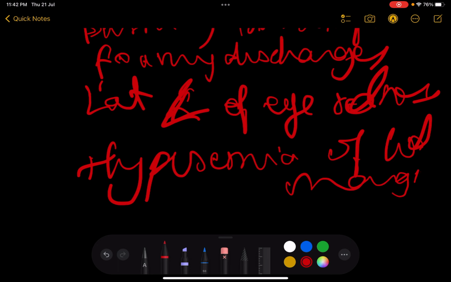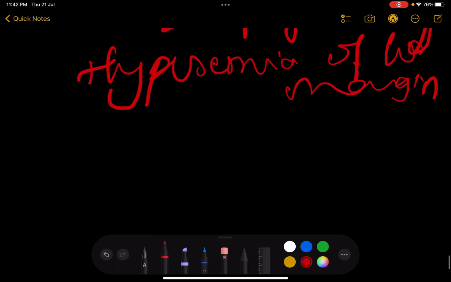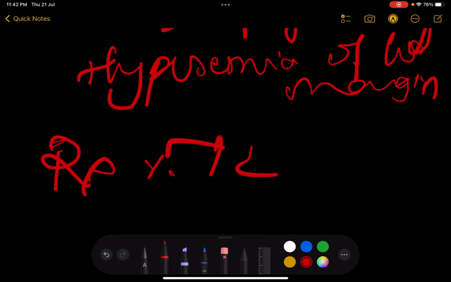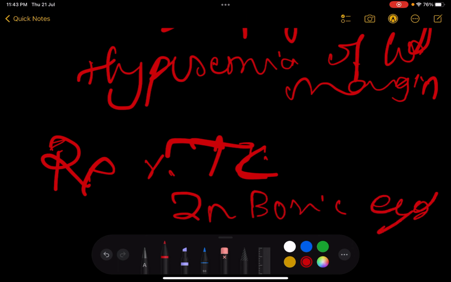All right, so this is angular conjunctivitis. And how do you want to treat it? You want to treat it by giving tetracycline, or you want to give a zinc boric acid eye drop.